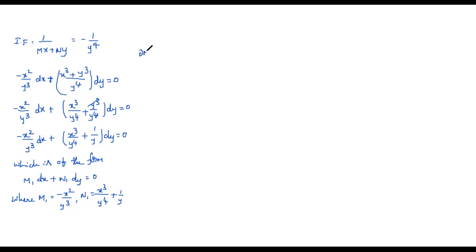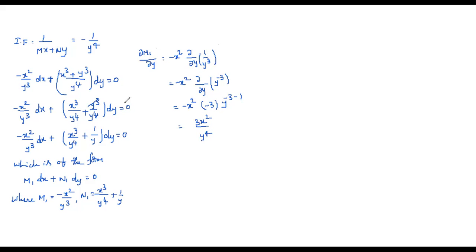So how we are checking that, dou m1 by dou y is m1 with respect to y. So here minus x square is a constant, so dou by dou y of 1 by y cube, so minus x square into, this is how to find the derivative. Take y power minus 3 into the numerator, so minus x square into minus 3 into y power minus 3 minus 1, so this is 3x square by y power 4. So dou m1 by dou y is equal to this.